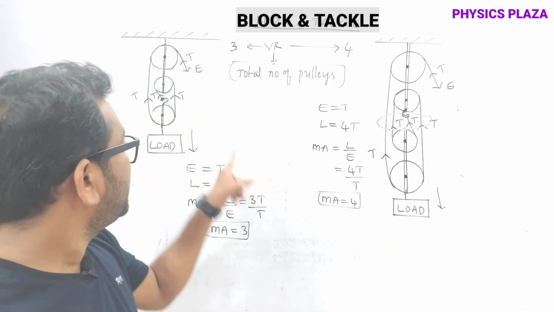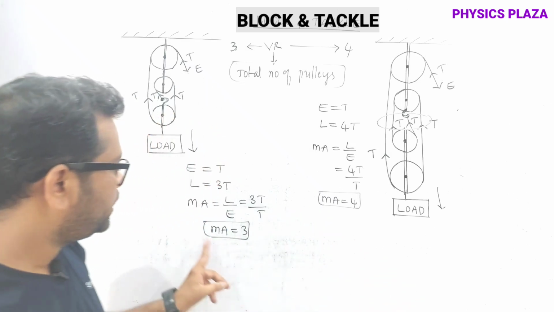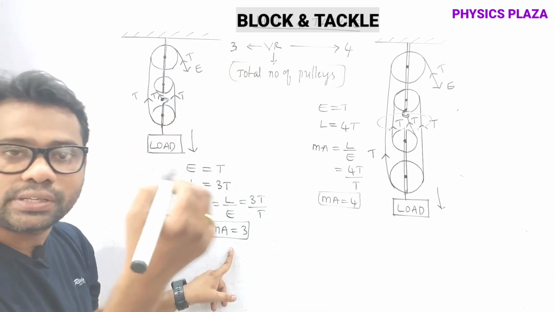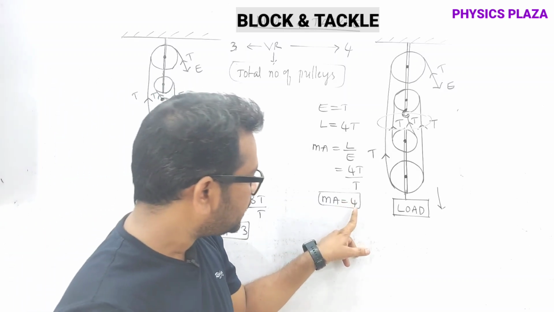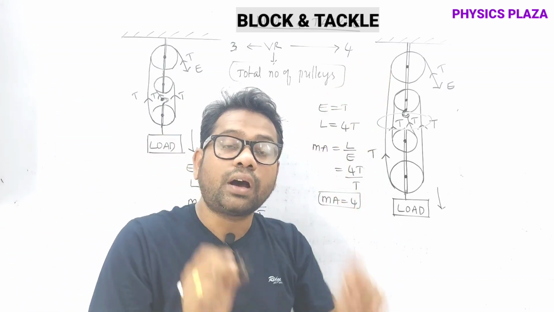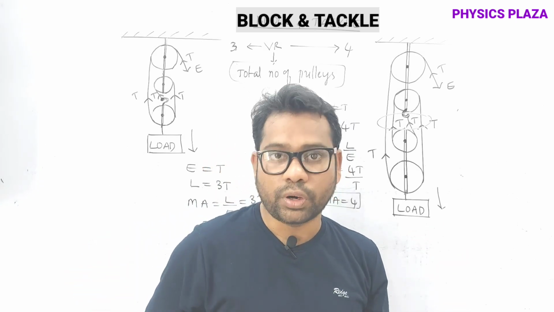So as we are increasing the number of pulleys, mechanical advantage is increased. Now what is the efficiency? Velocity ratio is 3, mechanical advantage is 3, so efficiency is 100%. Here also mechanical advantage is 4, Velocity ratio is 4, efficiency 100%, because these are ideal pulleys. And one more question we can expect from the examination point of view.